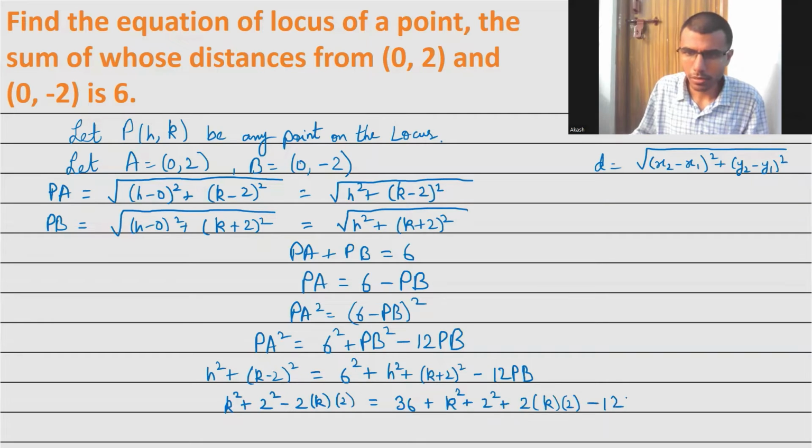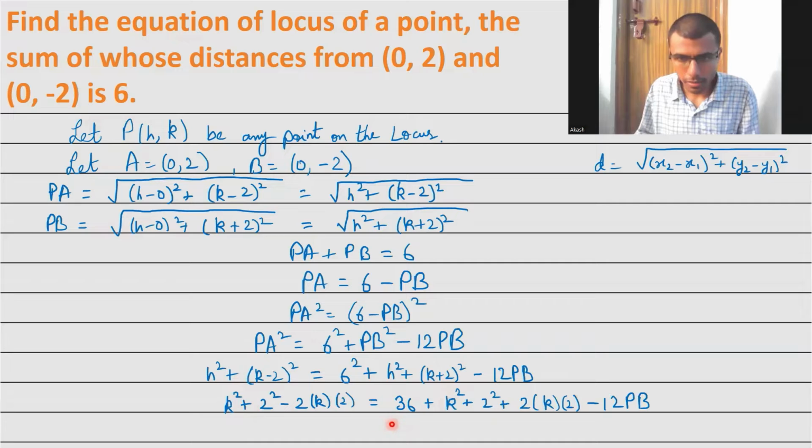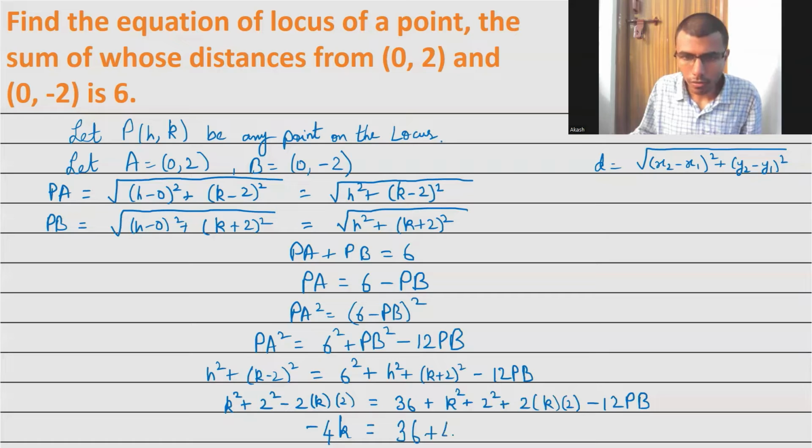Keep the PB as it is, okay? Don't write its value right now, because it will be easier to handle it. Now, if you'll observe, k square and k square would get cancelled, 2 square and 2 square would get cancelled. Now, what else are we left with? Here I have minus 2k into 2, which would be minus 4k. I have minus 4k is equal to 36 plus 4k minus 12 PB.